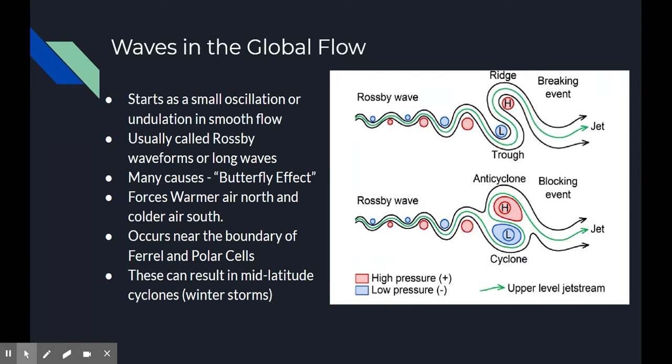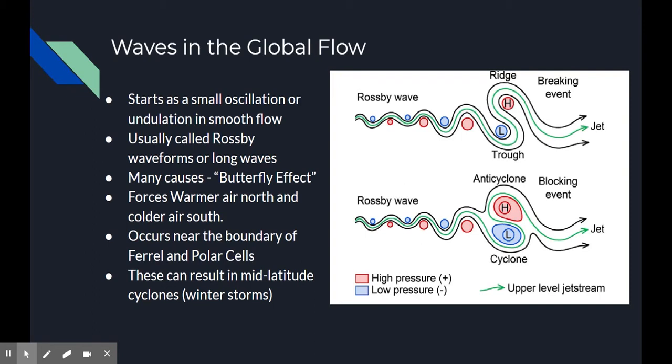And what we call those disruptions, we call them waves. They start out as a small undulation or generally smooth flow, and they grow with time until they become large weather systems that provide weather across the area. We call these waves Rossby waves or long waves.